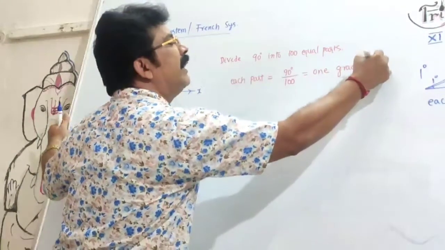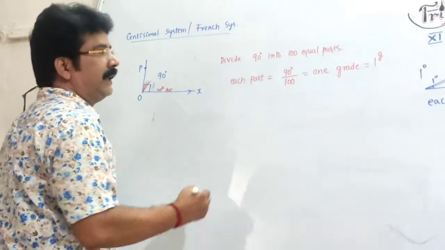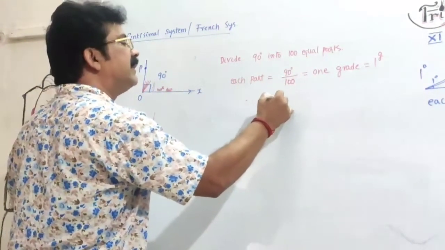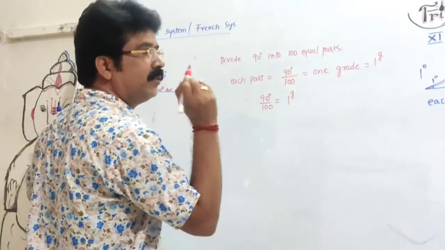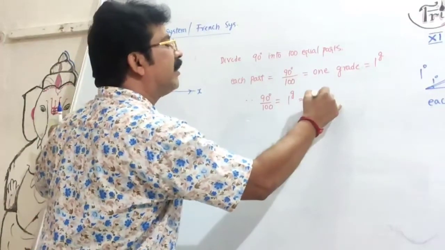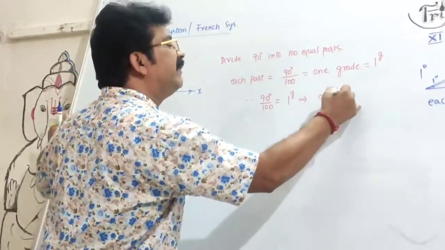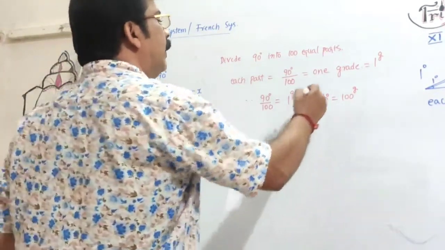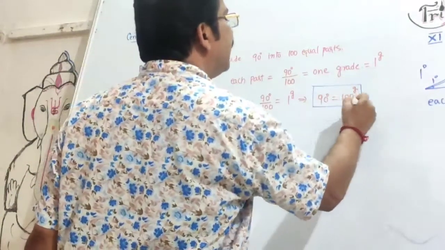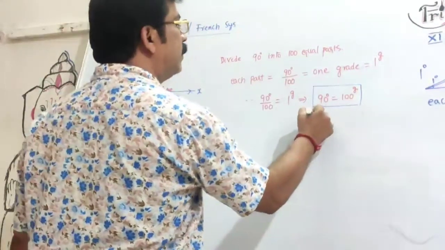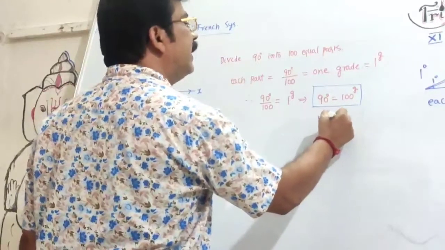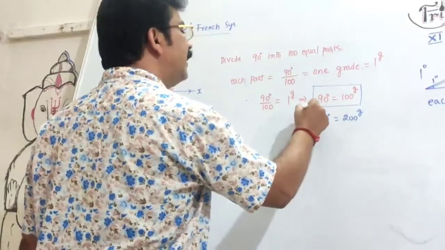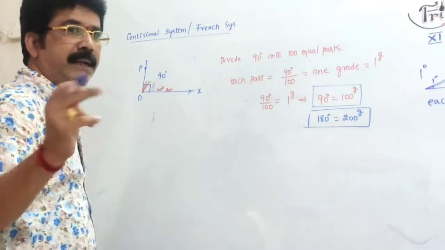It is simply denoted by 1 to the power of small g. So therefore 90 degrees by 100 is equal to 1 grade. By cross multiplication, 90 degrees equals 100 grades. Let us multiply by 2. So 180 degrees equals 200 grades.